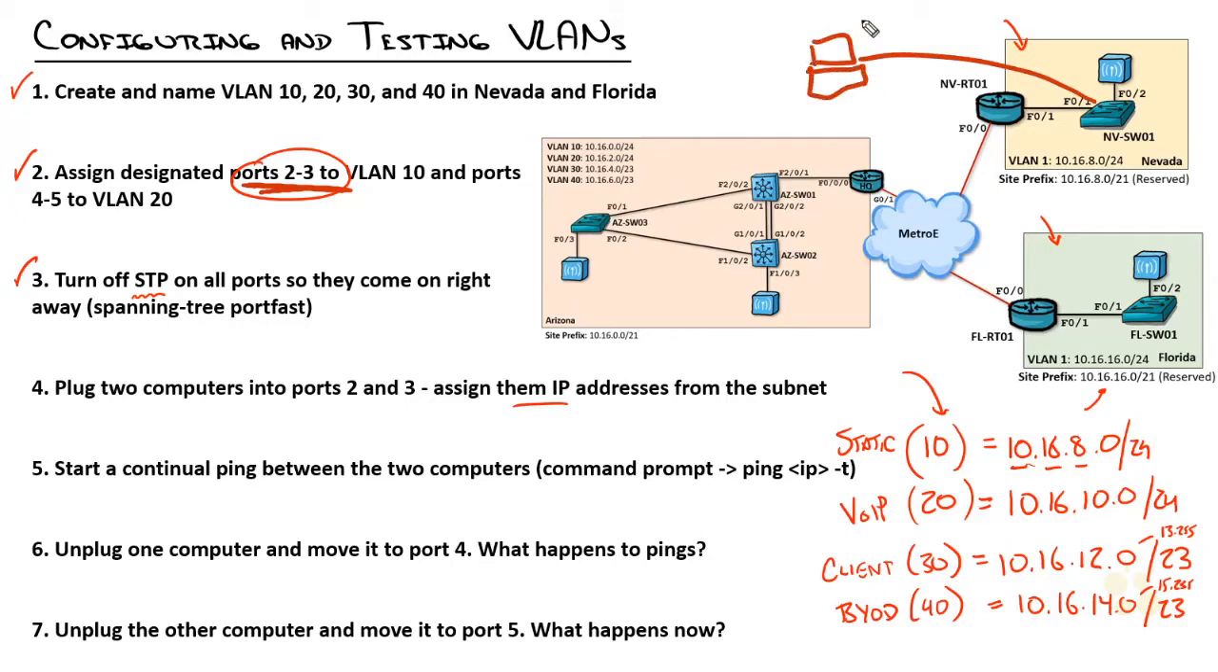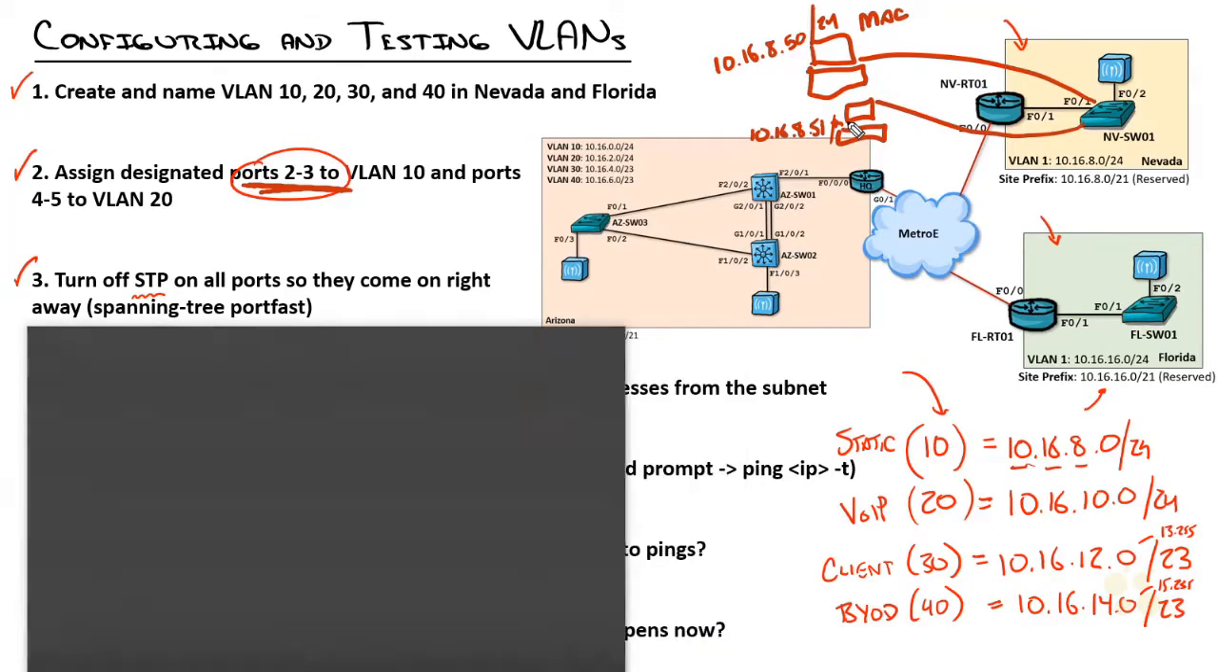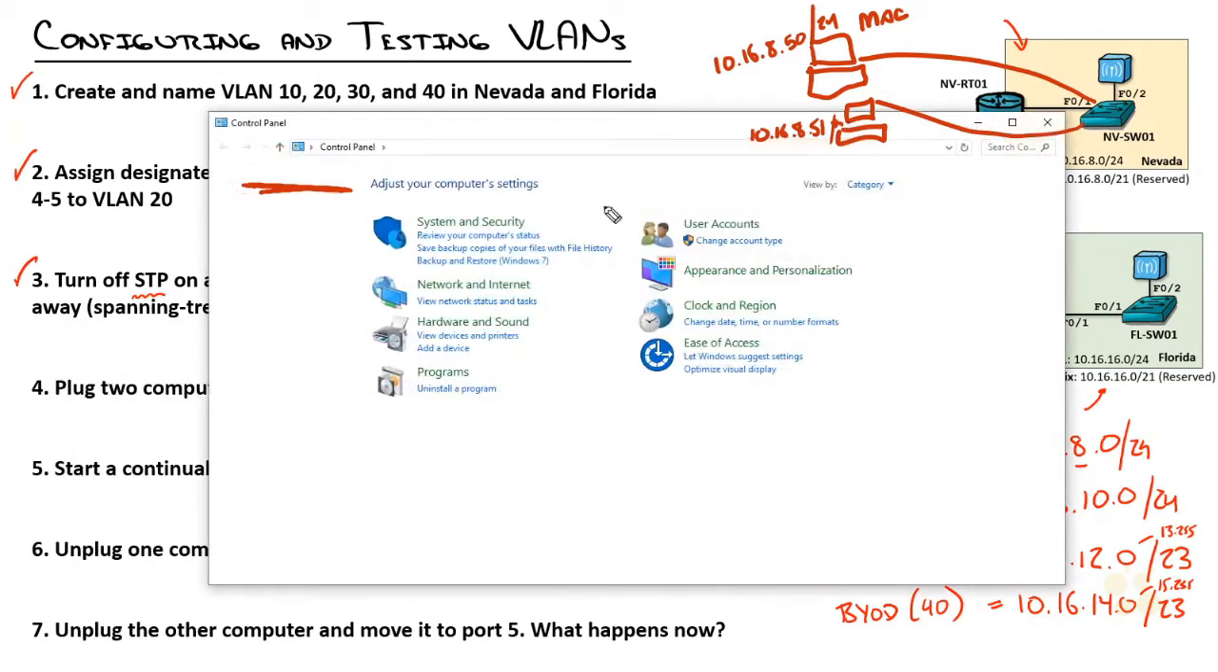We'll make this the Mac that we were just looking at, and we'll make that 10.16.8. Let's just call it 50, /24. And then we've got my PC that I'm actually drawing on right now. This guy we'll make 10.16.8.51/24.